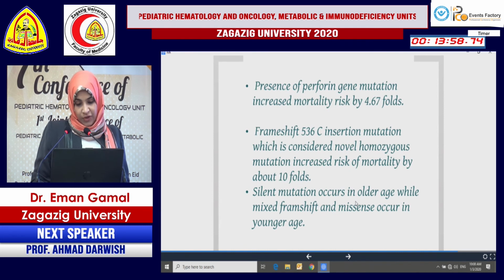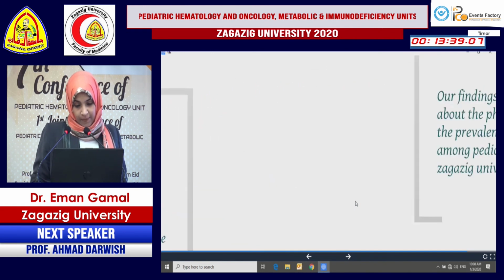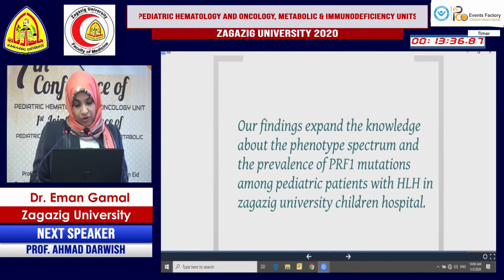The presence of perforin gene mutation increased the mortality risk by 4-fold, and frame shift mutation with insertion mutation, which is considered a novel homozygous mutation, increased the risk of mortality by about 10-fold. Silent mutation occurred in older age, while mixed frame shift and missense mutations occurred in younger age. Our findings expand the knowledge about the phenotype spectrum and the prevalence of perforin mutation among pediatric patients with HLH at Zagazig University Children's Hospital.